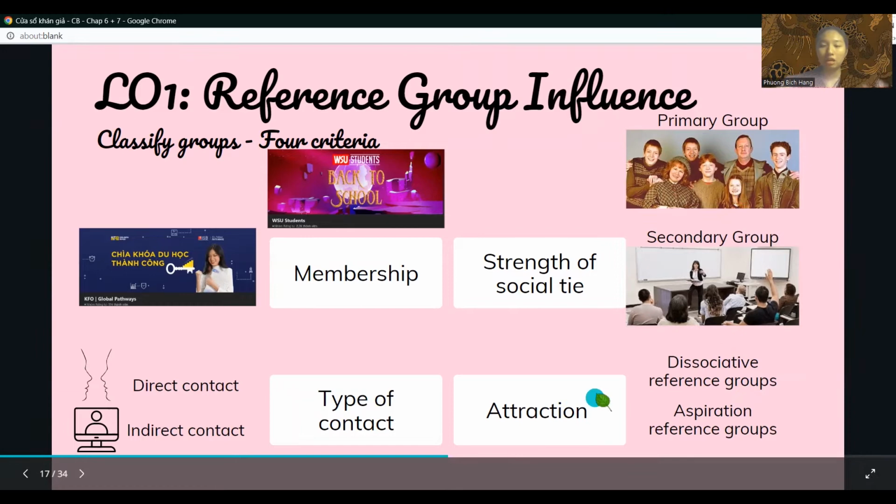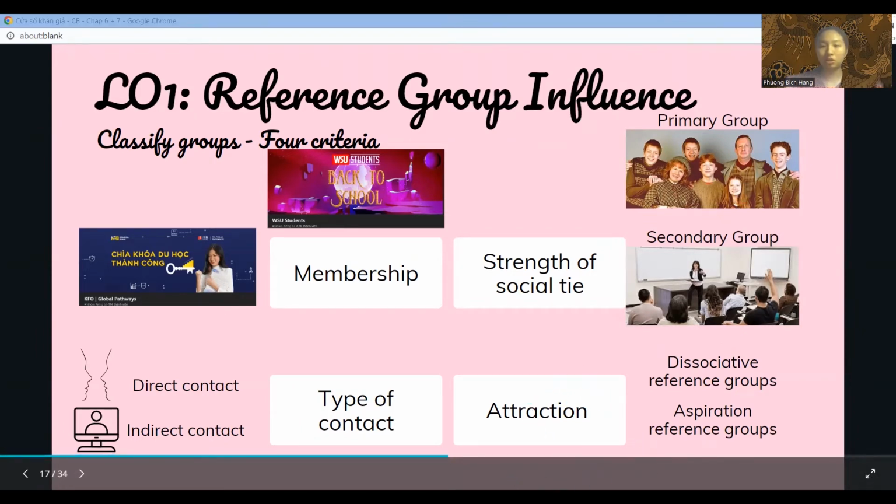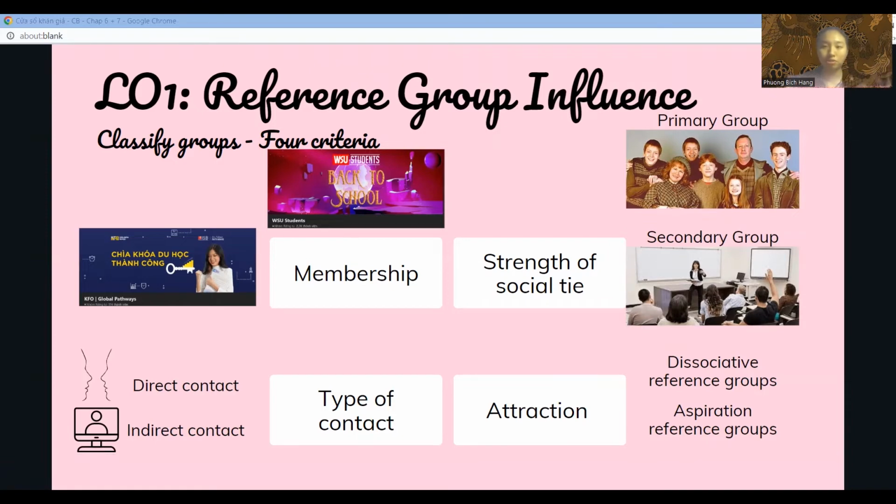Google Meet. The last criterion is attraction, and we have the definition for attraction. Attraction refers to the desirability that membership in a given group has for the individual. We have 2 types of desirability. The first one is negative desirability, which is also known as the dissociative reference group. This is a group that you don't want to belong to, or a group you dislike.